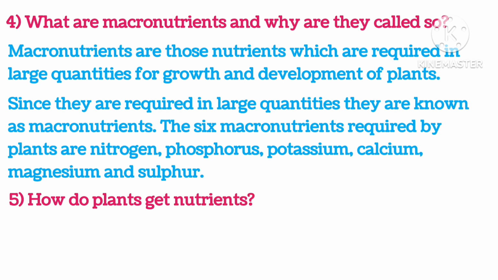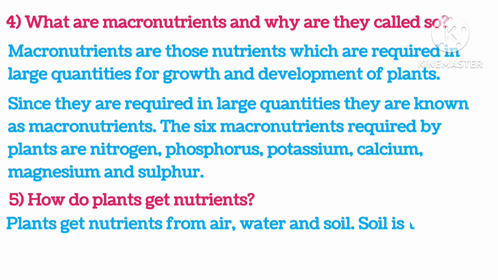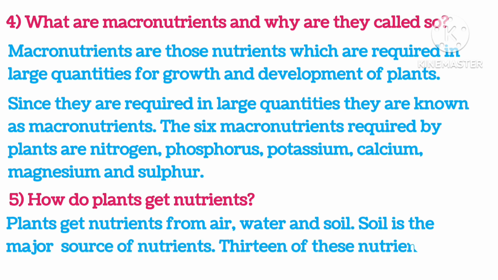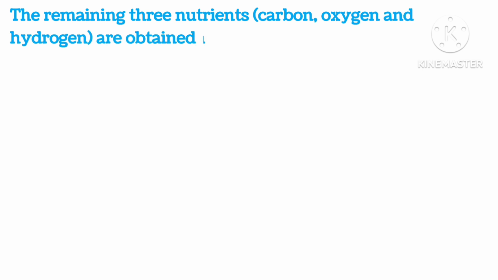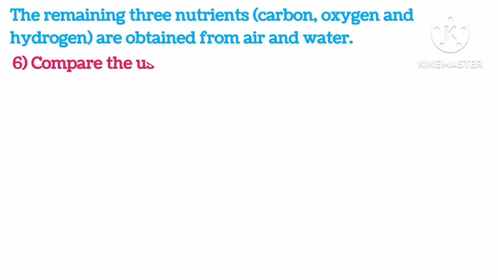How do plants get nutrients? Plants get nutrients from air, water and soil. Soil is the major source of nutrient. 13 of these nutrients are available from soil only. The remaining 3 nutrients, carbon, oxygen, hydrogen, are obtained from air and water.